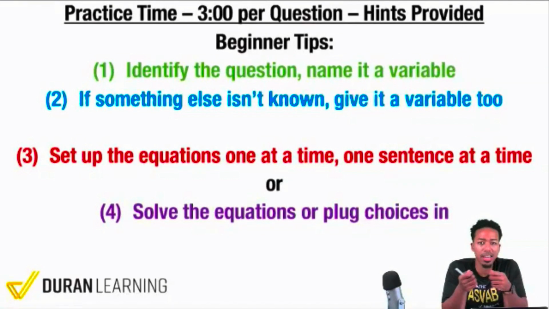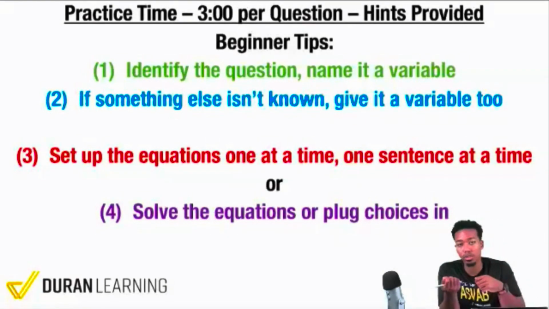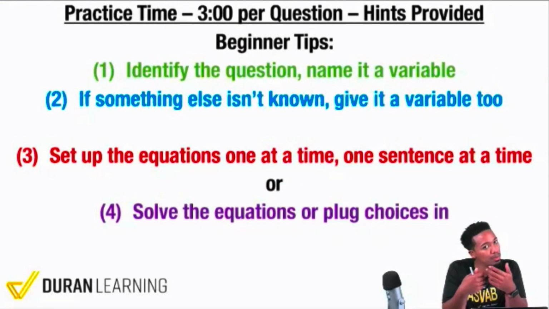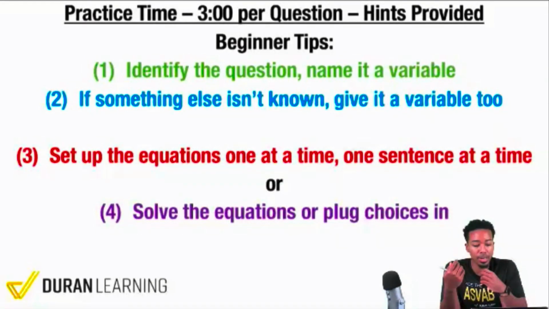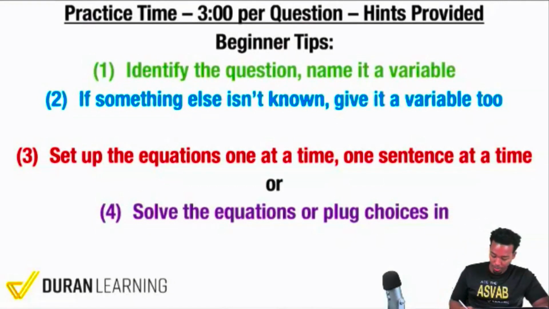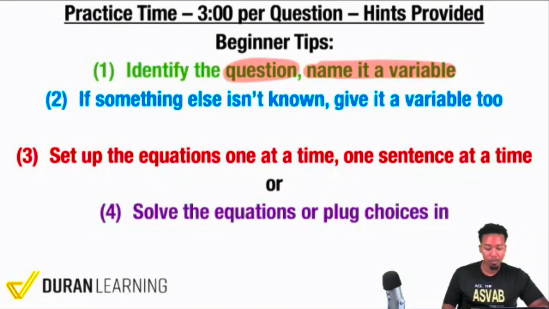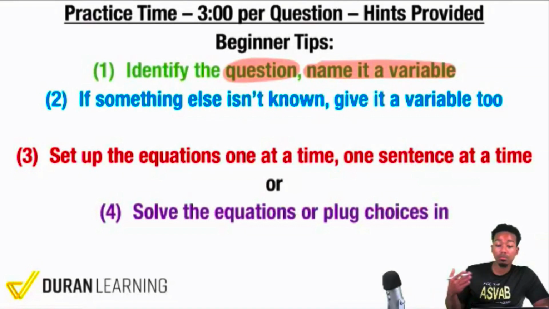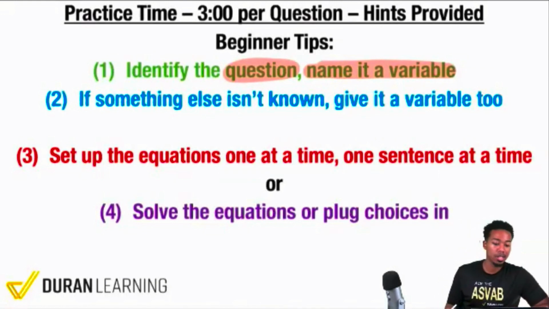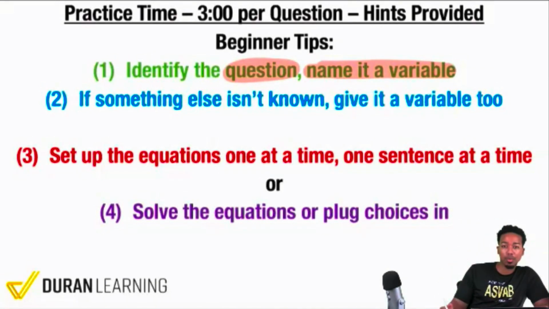Because if you start deviating, if you try to read the info first before looking at the question, you might get stressed out, might feel a little like, oh crap. You have to start with the question and mark it with a variable. Then, if something else isn't known, give it a variable too, because with systems you're going to have two things that are not known. So identify the question and name it with a variable. Then if something else isn't known, give that a variable too. And then from there, this is where steps 3 and 4 come in.